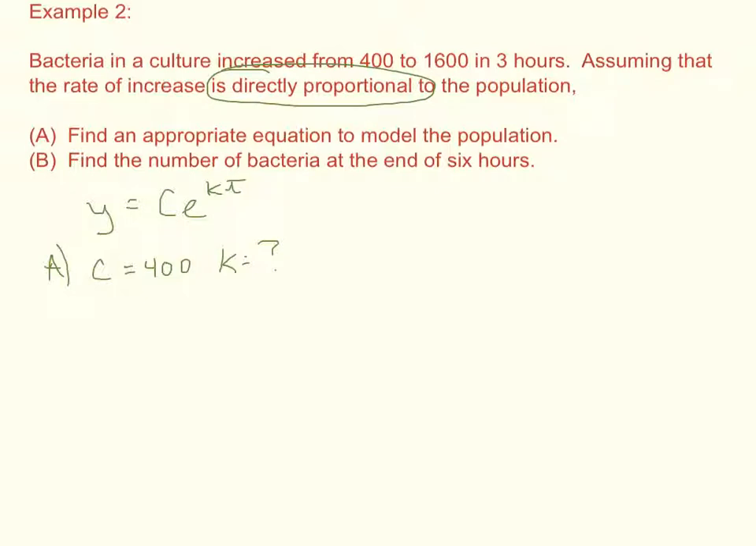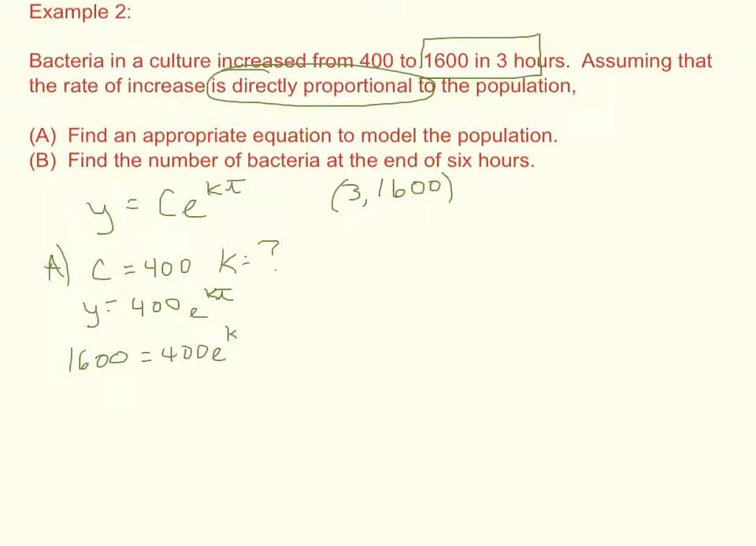So we're going to go ahead and start plugging in some values. So y equals 400, because that's C, e to the kt. And then we're going to use some information that we've been given, and that secondary information is that it's 1600 bacteria after 3 hours. So that means that this graph is going to go through the point (3, 1600). So we're going to put 1600 equals 400 e to the k, because we still don't know k, times 3.